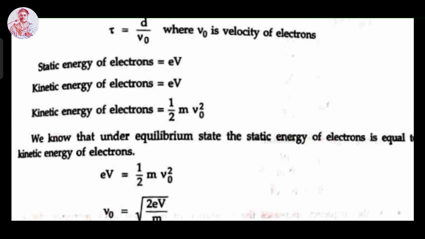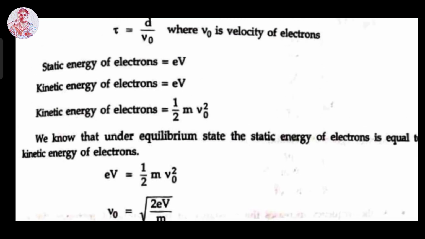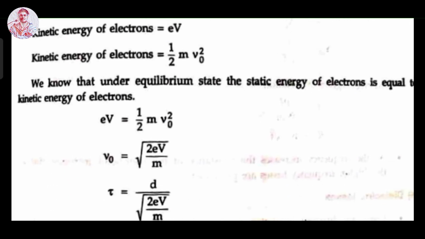We note that in the equilibrium state, the potential energy of the electron is equal to the kinetic energy of the electron. By equating these, we obtain eV = 1/2 m v0 square. From this, v0 equals the square root of 2eV over m. Substituting the v0 value in the equation tau = d / v0, we get tau = d over the square root of 2eV/m. This is the transit time equation.